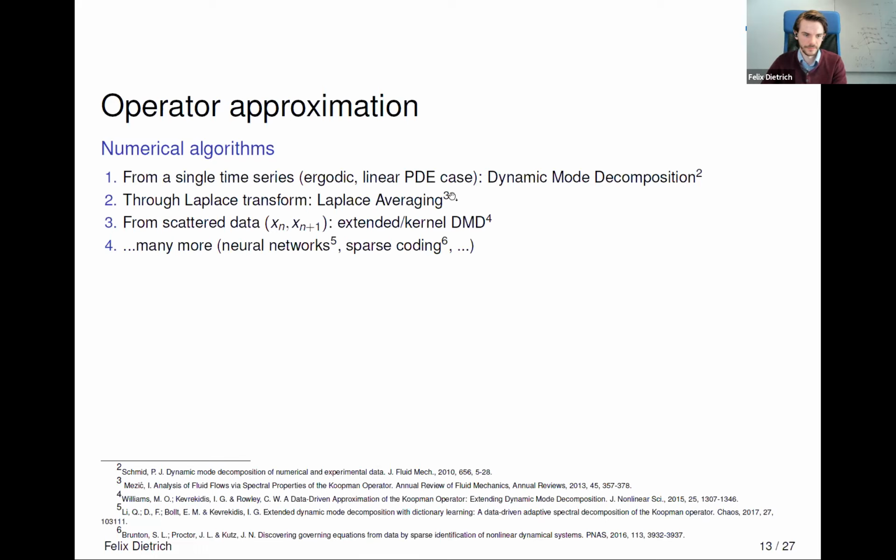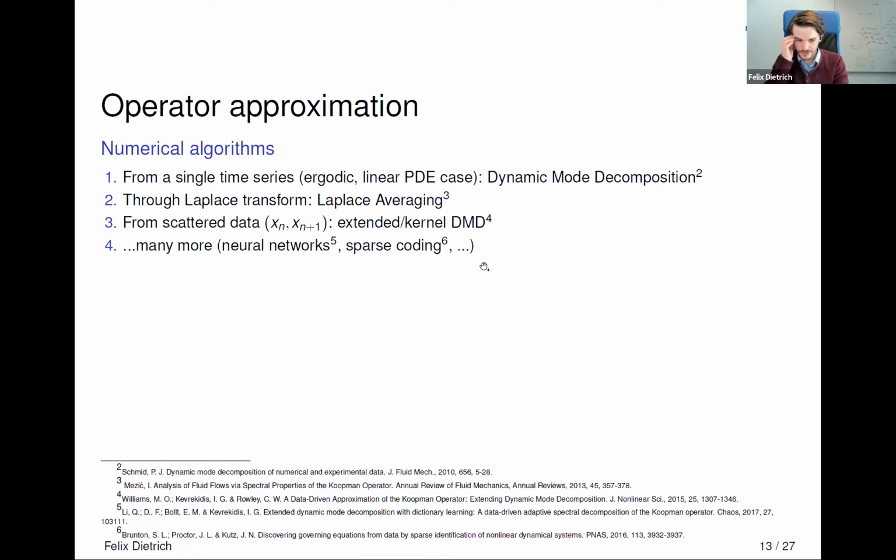Then Laplace averaging, for example, uses a Laplace transform to approximate eigenfunctions for single trajectories. EDMD or kernel DMD, which Alex also talked about a little bit, uses scattered data, so pointwise data that has the current state and the one state in the future scattered all over the state space. This is for EDMD, and yeah, many more.